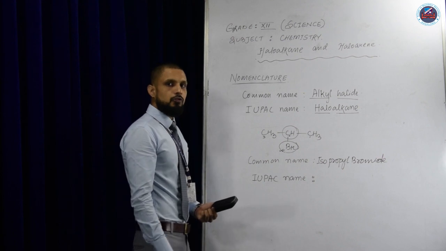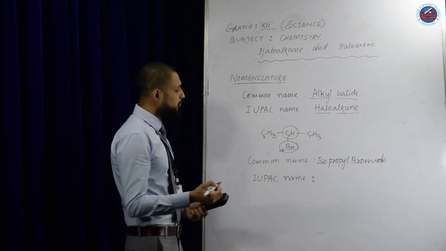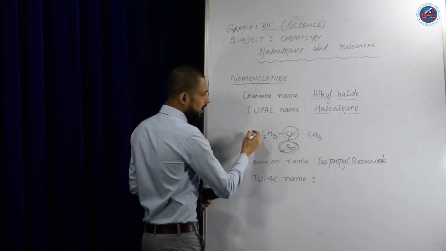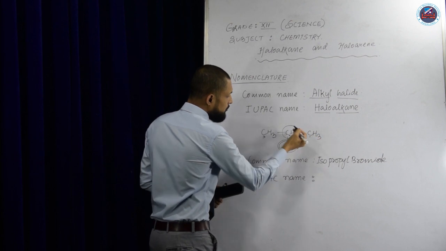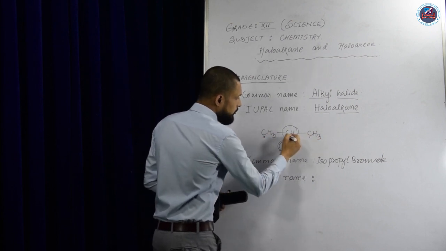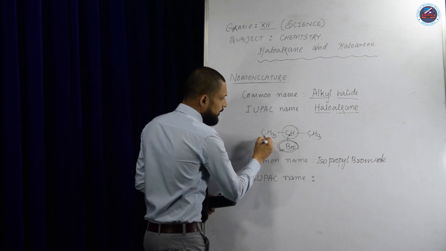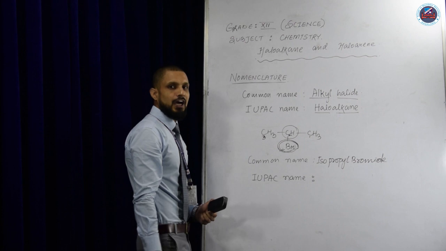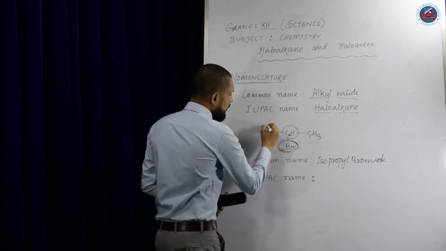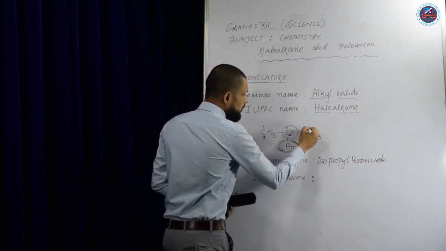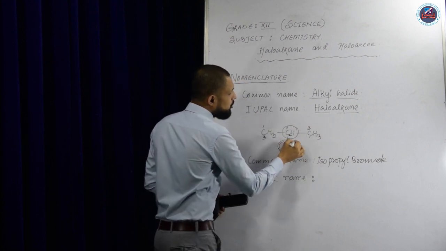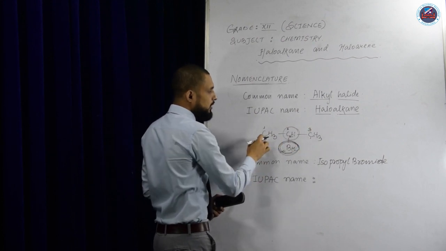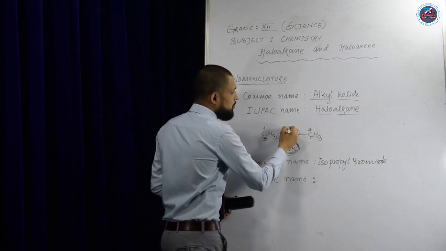Next is to find out the lowest possible position for the halogen atom. Let us count from right to left. This is carbon 1, this is carbon 2, this is carbon 3. What is the position of Br? It's carbon 2. Now let us check from left to right. This is carbon 1, carbon 2 and carbon 3. Again you can see the position of Br is carbon 2. So whichever side we take, the position of Br is going to be carbon 2.